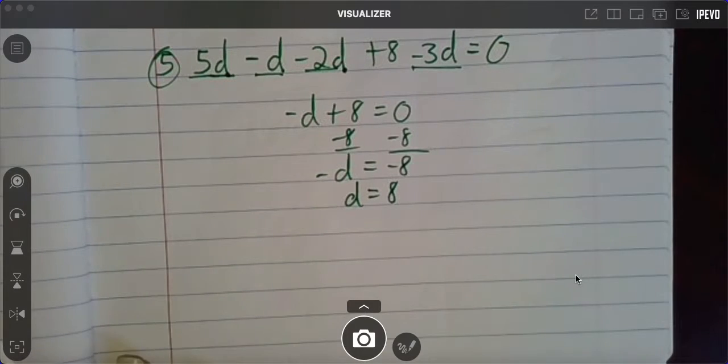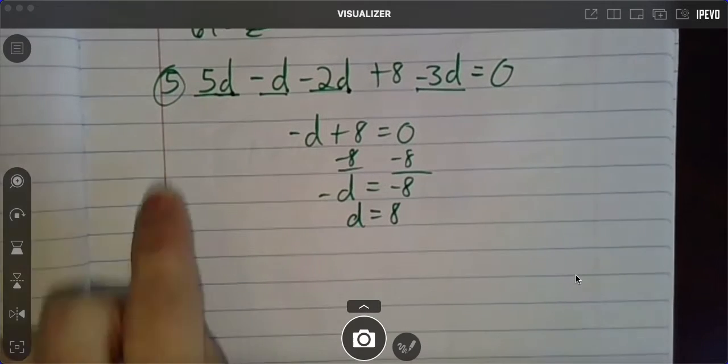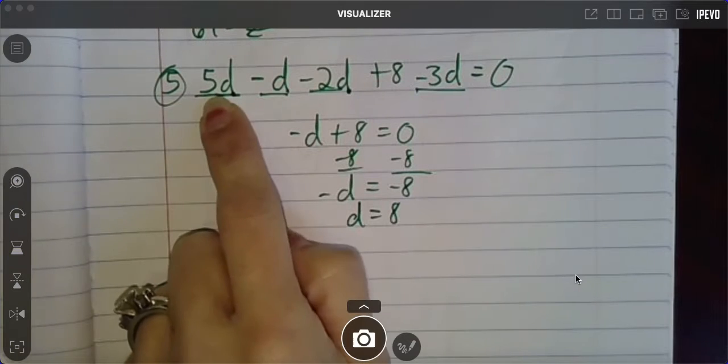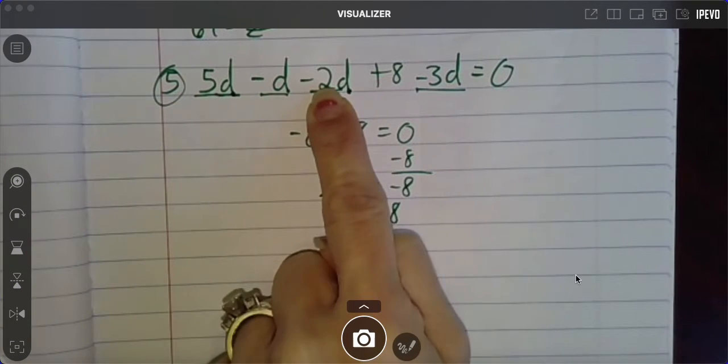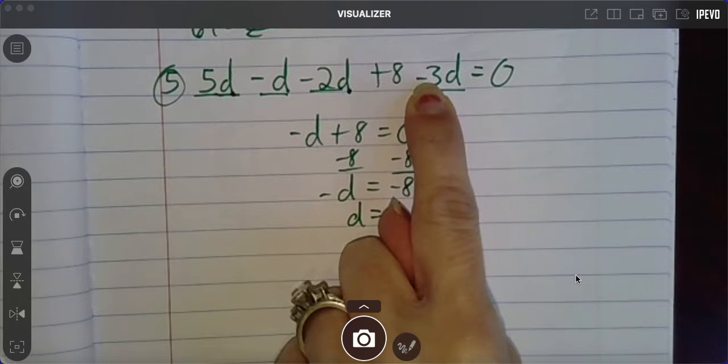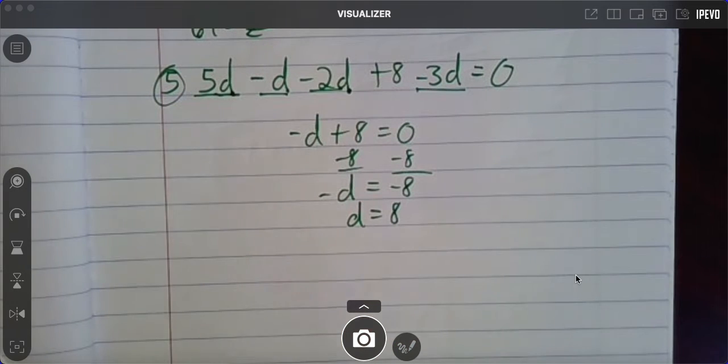What are you confused about? Where did you get negative D? Okay, if I type in your calculator 5 minus 1 minus 2 minus 3, isn't that what that says? Oh, I see what you're saying. It's going to give you negative 1. So you could have put a 1 there, but you don't have to. Does that make sense?